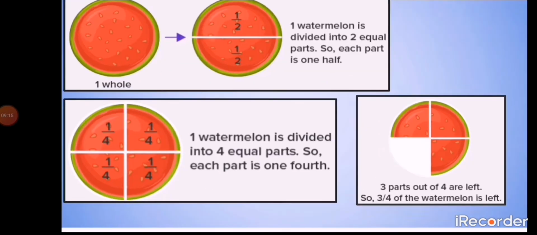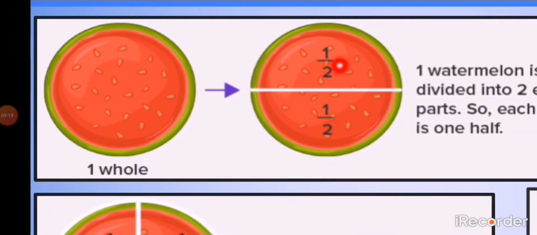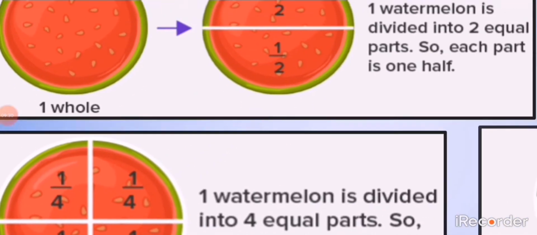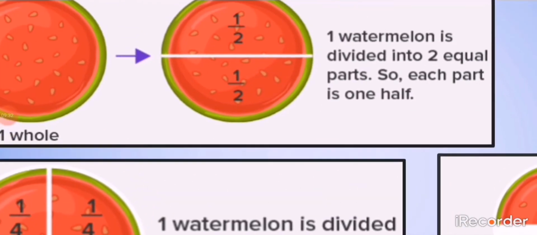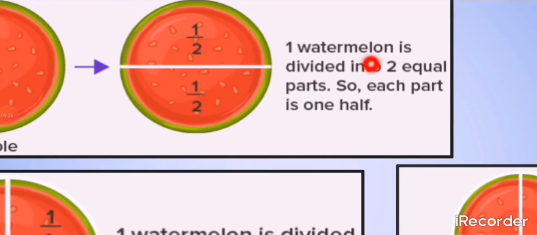Look at this watermelon. One whole. Now it is divided into 2 equal parts. Each part is called a half. Half is always written 1 by 2, 1 out of 2. Right? One watermelon is divided into 2 equal parts. So each part is 1/2. 1/2 or 1 by 2 has the same meaning.